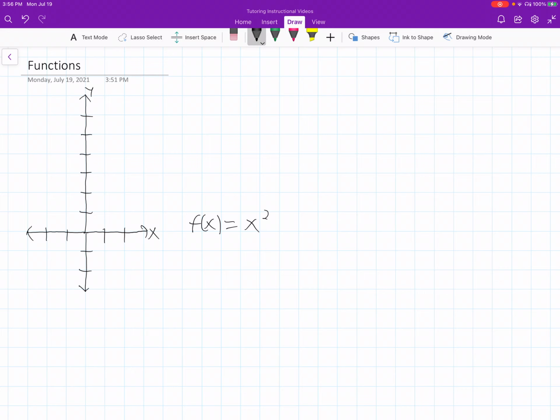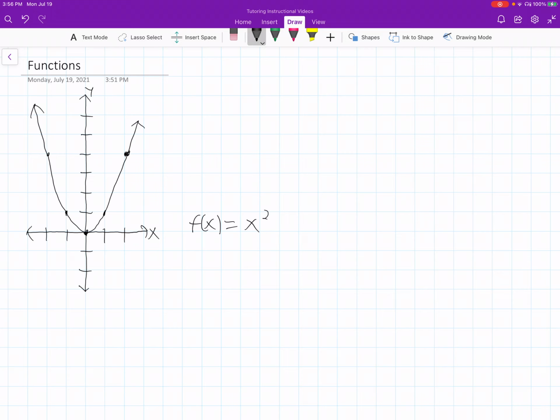So, okay, well, we know that if I plug in x is 0, 0 squared, 0. Plug in 1, 1 squared is 1. And for that matter, negative 1 squared is positive 1. Plug in 2 squared, I get 4. Plug in negative 2 squared, I also get positive 4. So oops, that's my point there. But we know a graph should look something like this.